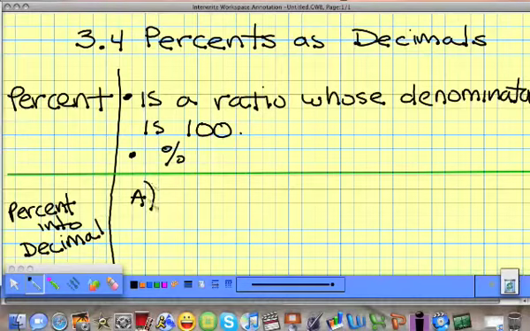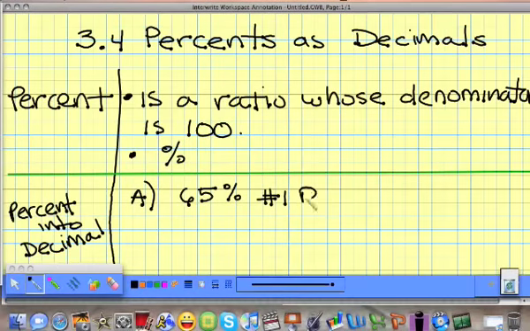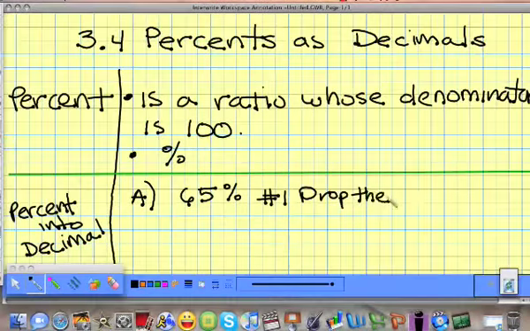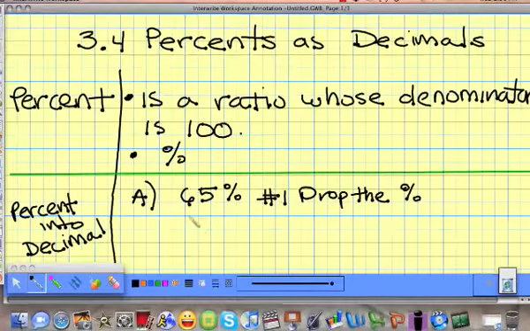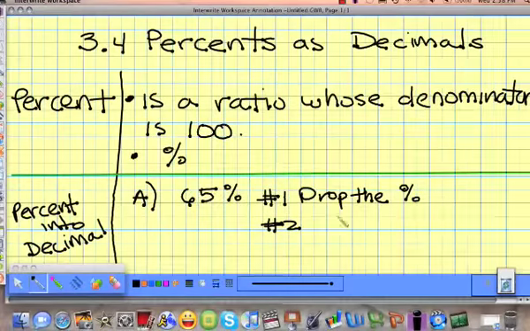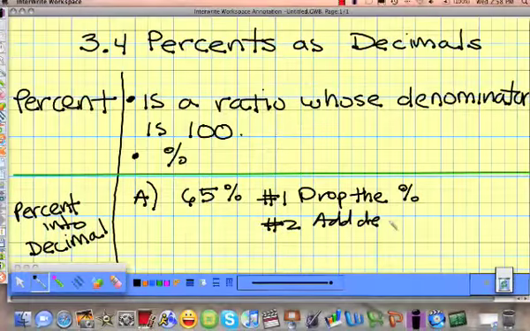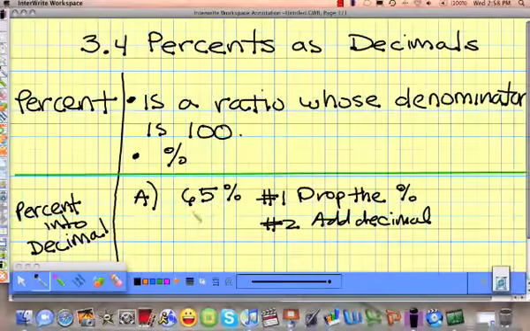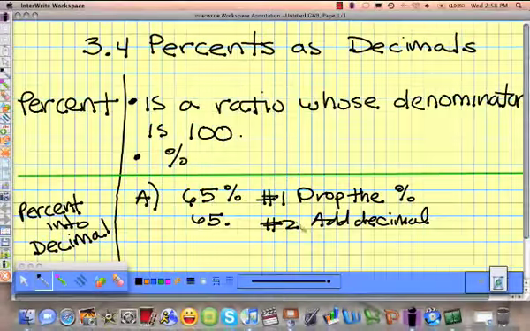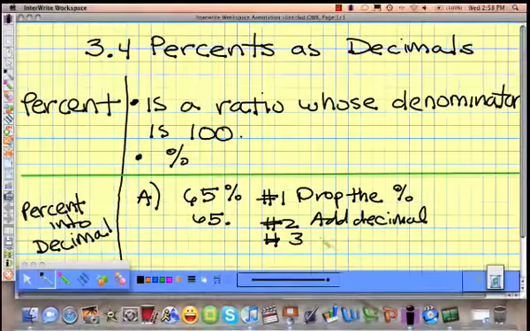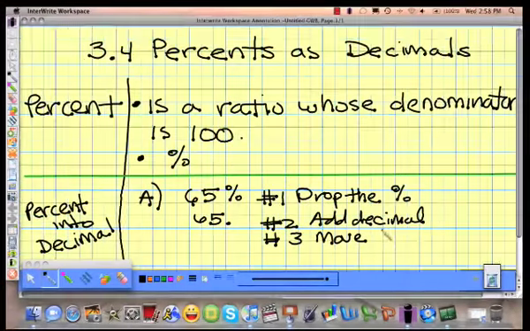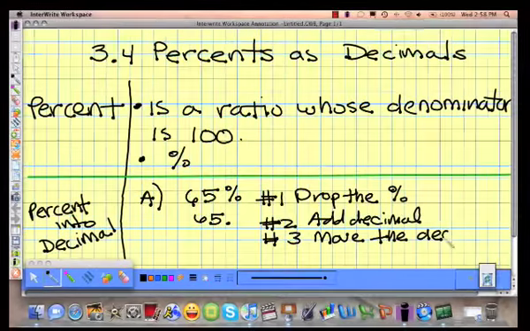So for example, if I have 65%, my first step is I'm going to get rid of this percent sign. So step 1, I'm going to drop the percent. Step number 2, I'm going to add a decimal. So now I'm at 65 with the decimal at the end. Step number 3, I'm going to move the decimal to the left.